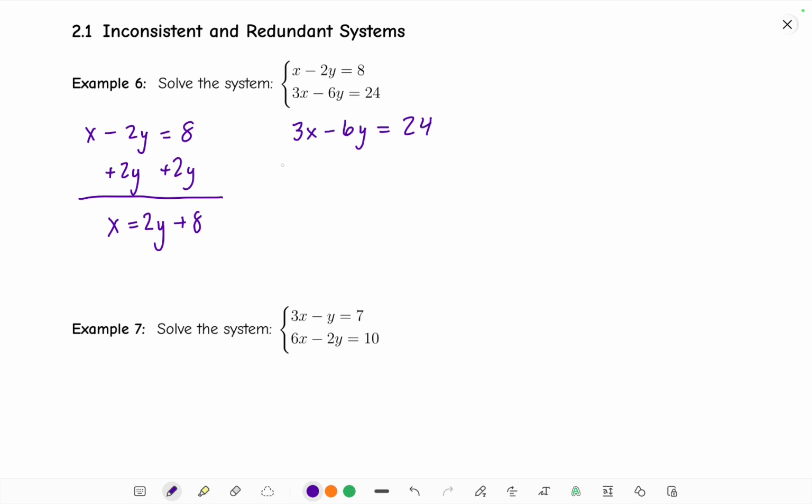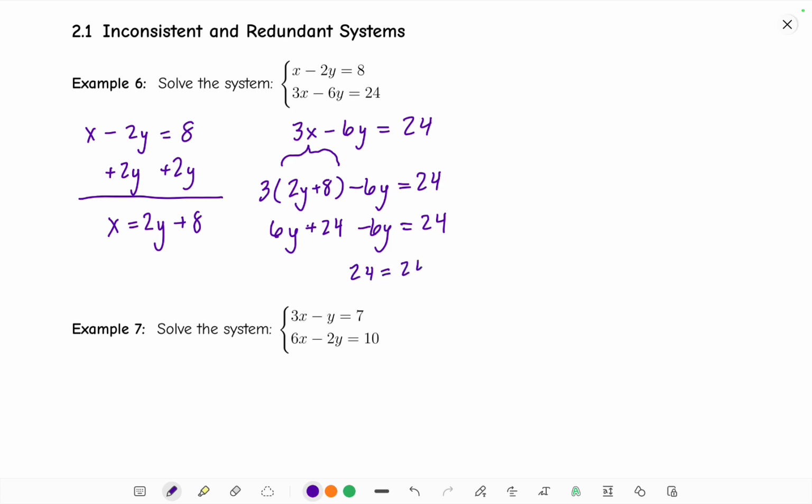So the x this time becomes 2y plus 8. Since this is 3 times x, I have to take 3 times this entire thing, so I need parentheses. Now I distribute the 3, we get 6y plus 24 minus 6y equals 24. Then 6y minus 6y cancels out, and we get 24 equals 24.